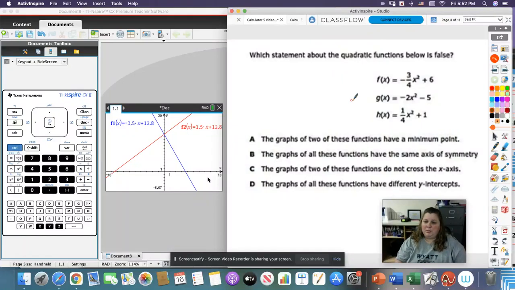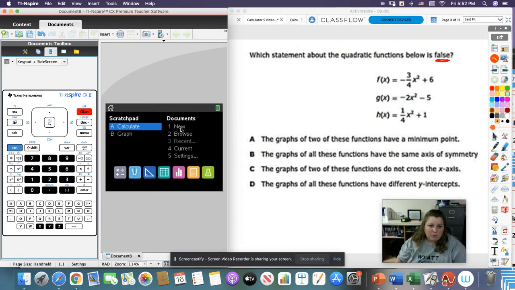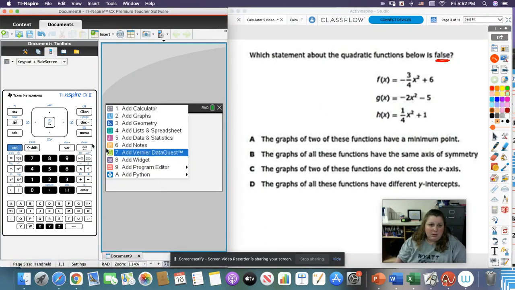All right, this is example 3. In example 3, notice I have 3 equations this time instead of just 2, but it's asking about true or false. I don't see a keyword of compare, but that should be the idea that you're doing. So first of all, you're going to the calculator and you're typing them in.